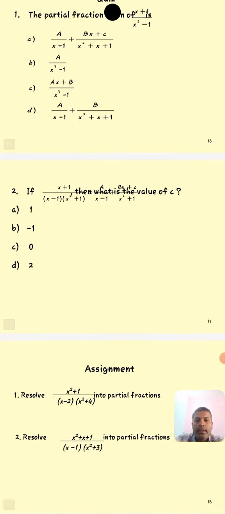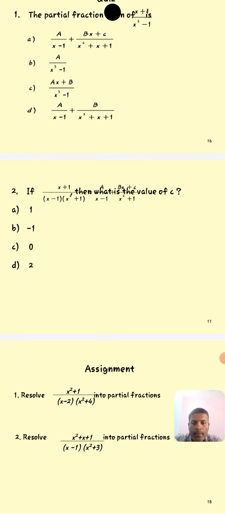Your assignment is given. Now you have to observe the assignment. Resolve x square plus 1 divided by x minus 2 into x square plus 4 into partial fractions. You observe the numerator degree is 2. In the denominator, x minus 2 into x square plus 4, x cube is there. So the numerator degree is 2, the denominator degree is 3.